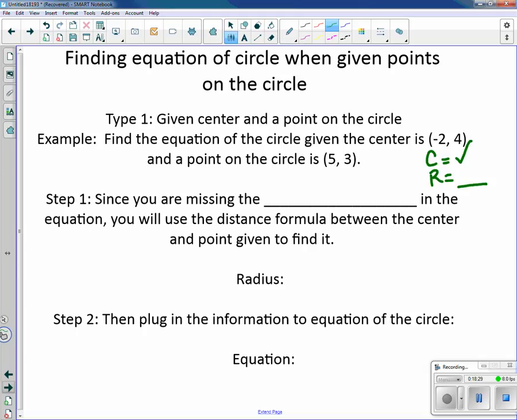So, since you are missing the radius in the equation, you are going to use the distance formula between the center and a point given to find it. Let me tell you something. We're not doing the distance formula. You're going to use your calculator. So I need you all to write this down.